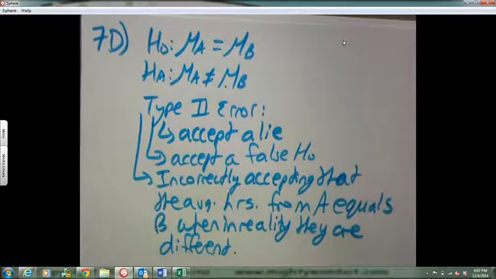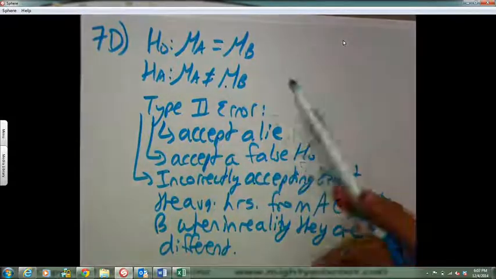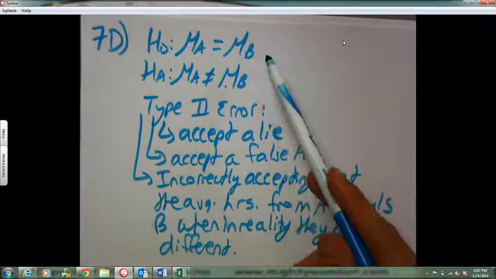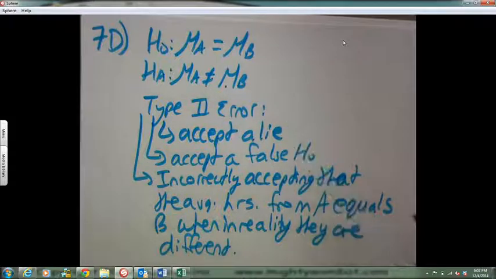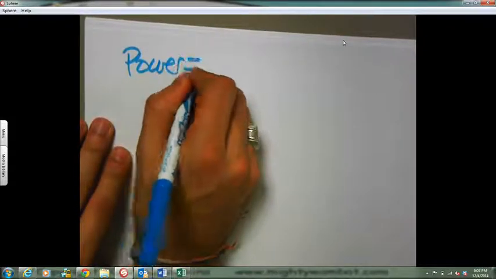Alright, so type 2 error, accepting a lie, accepting a false null hypothesis, incorrectly accepting that the average hours from A equals the average in B, when in reality they're different. Now, a concept closely related to type 2 error is power. Power equals 1 minus beta.